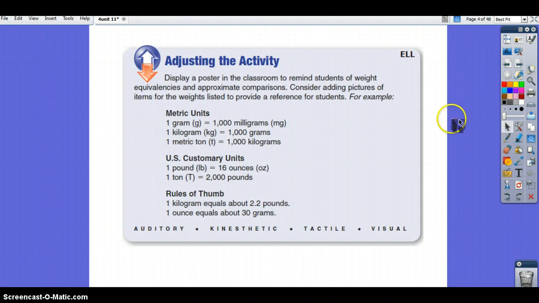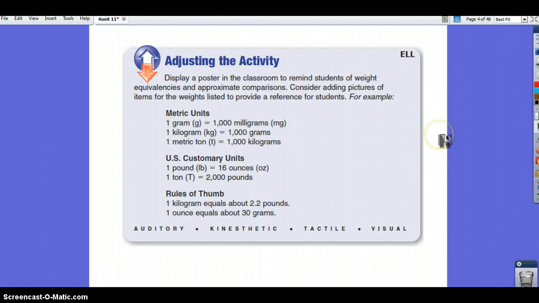So I just want you to look at this. This is just giving you a comparison chart, telling you what 1 gram equals how many milligrams, and a kilogram equals how many grams, and a metric ton equals how many kilograms. And then the U.S. customary units, where a pound is 16 ounces and a ton is 2,000 pounds. Remember, a kilogram equals about 2.2 pounds, and an ounce equals about 30 grams. You can find this information also in the back inside cover of your math journal.